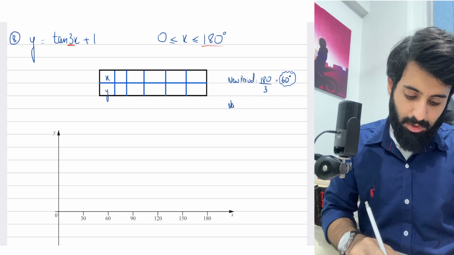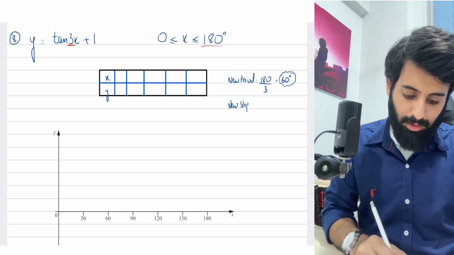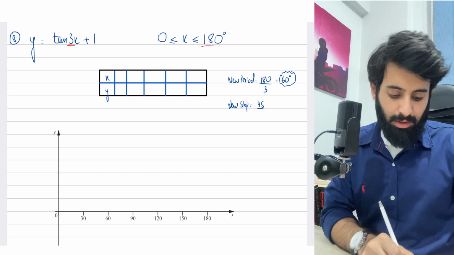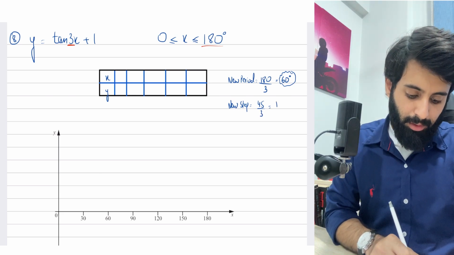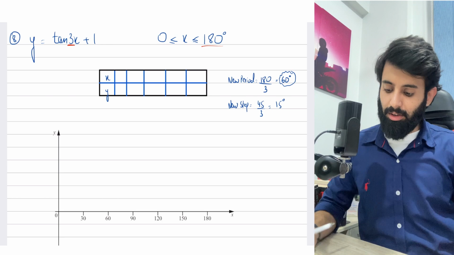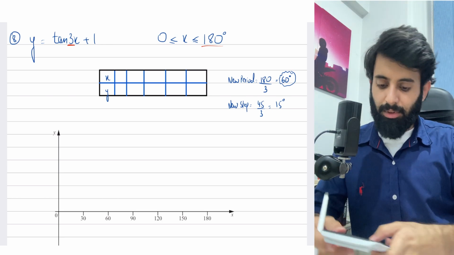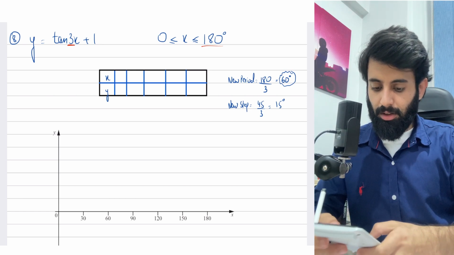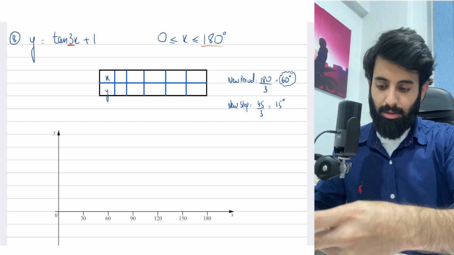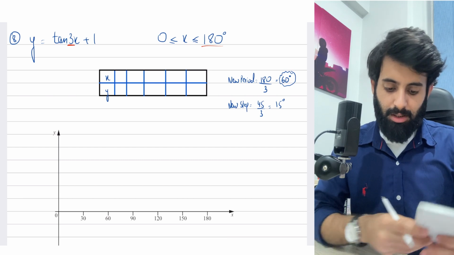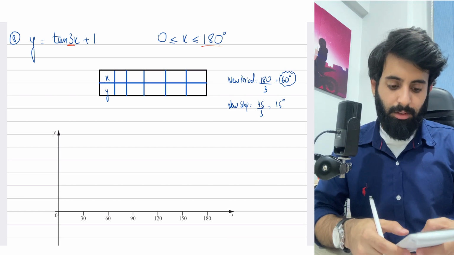And what about the new step? Let's look at that also. Naturally, the step that we take for tan is 45, but this time 45 is going to be divided 3 ways. So that means 15 degrees. So again, using the table feature: tan 3x plus 1, start at 0, end at 180. Step is going to be 15.